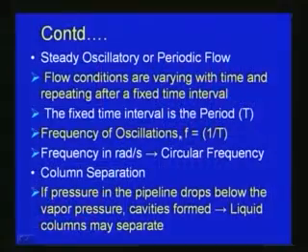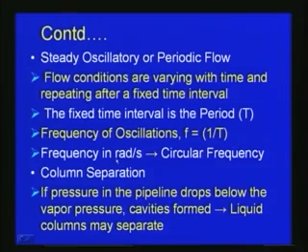The frequency of oscillation is f equal to 1 by T, where T is the period of the flow. This frequency can be represented in radians per second, and then it is called the circular frequency. So frequency can be either in terms of cycles or in terms of radians per second, and when it is in radians per second, we call it circular frequency.